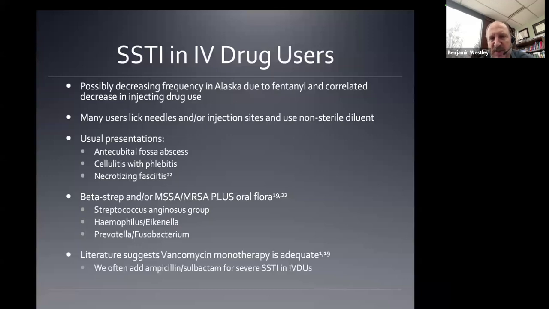However, there is literature specifically on how to treat soft tissue infections in drug users, and they specifically recommend that vancomycin monotherapy, as an example, is adequate. Empiric coverage for oral flora is not shown to be beneficial or required. We do sometimes add ampicillin and sulbactam for severe skin and soft tissue infections in these patients, though the literature wouldn't really suggest that that's required.